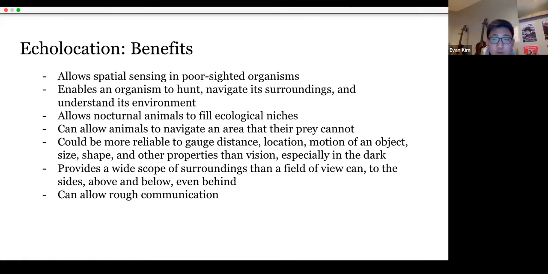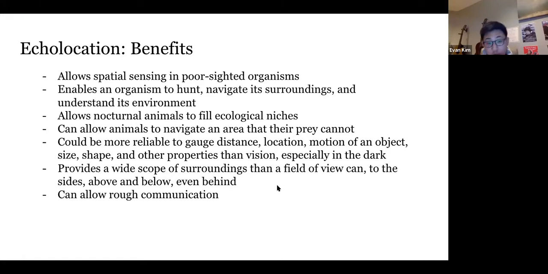Echolocation also provides a wider scope of surroundings than a field of view can, to the sides, above and below, and even behind. You can only really see what's in front of you. And while your eyes do provide you with a pretty good range of what you can see, for animals with a lower field of vision, echolocation can be advantageous because they can understand what's around them in a 360-degree range. They can understand what's to their sides, what's behind them, what's above, and what's below, and all sorts of directions.